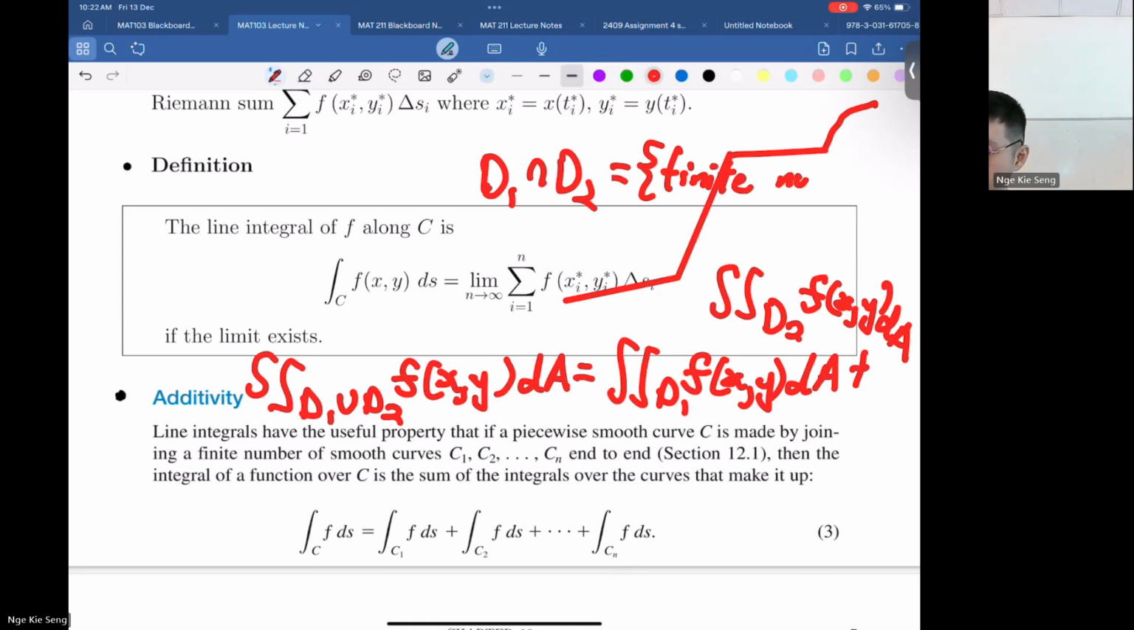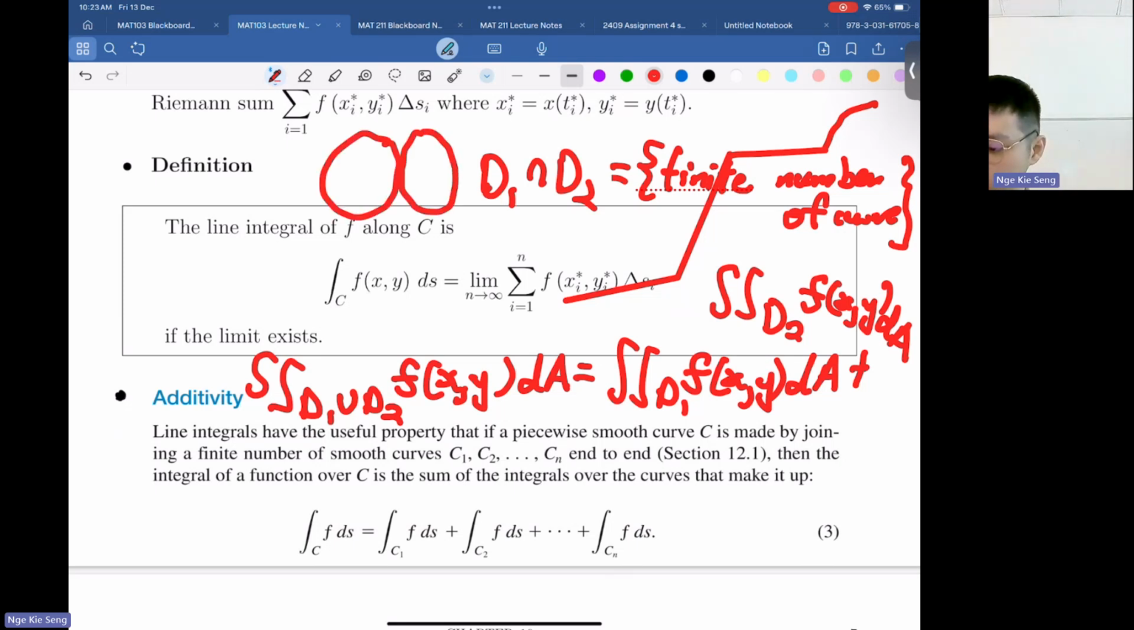number of pieces. Can you see the similarity here or not? What's the similarity here? In D1 and D2, you should imagine that D1 and D2 only intersect in a finite number of curves here. But in this piecewise smooth curve, it intersects where? At a finite number of points.